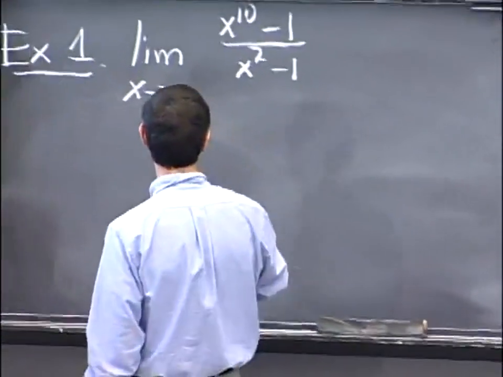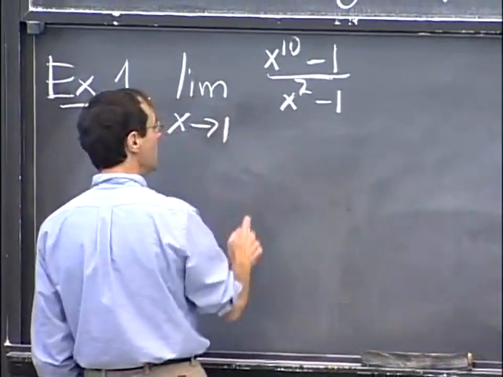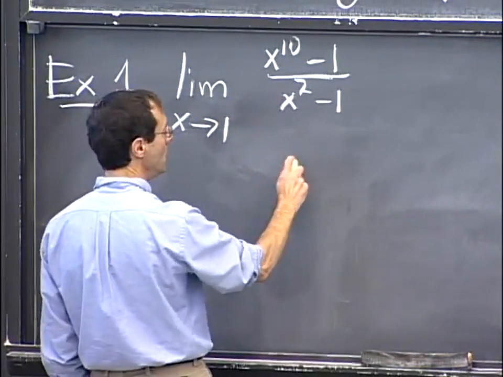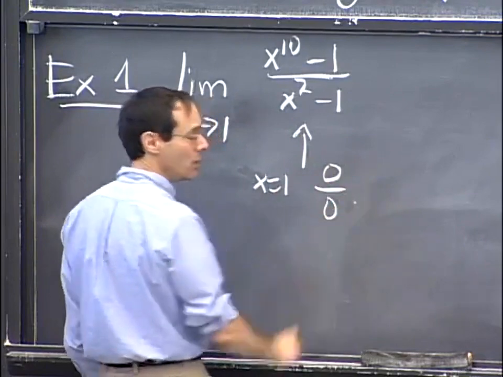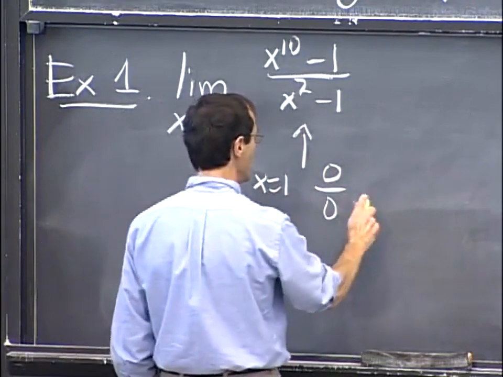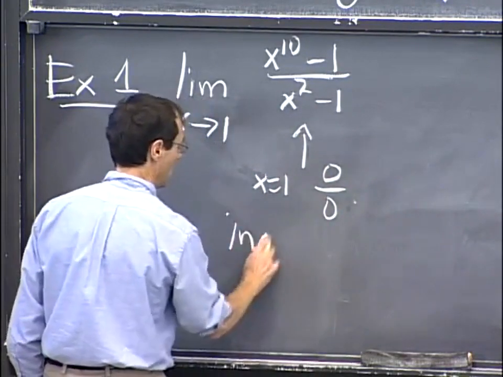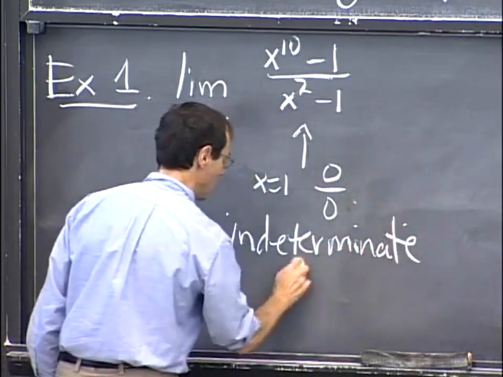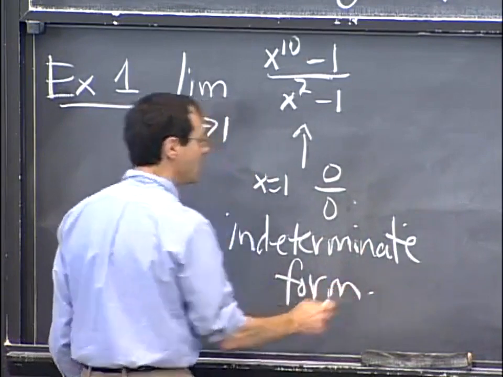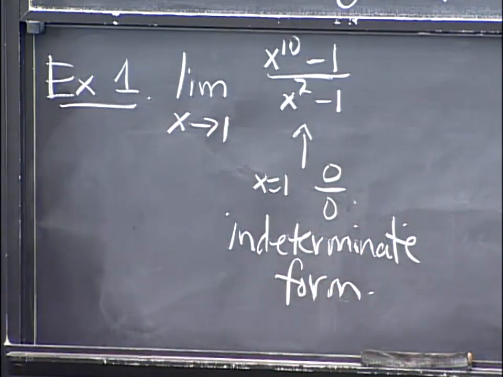What's interesting about it is that if you do this silly thing, which is just plug in x equals 1, you're going to get 0 over 0. And that's what we call an indeterminate form. It's just unclear what it is from that plugging in. You just can't get it.